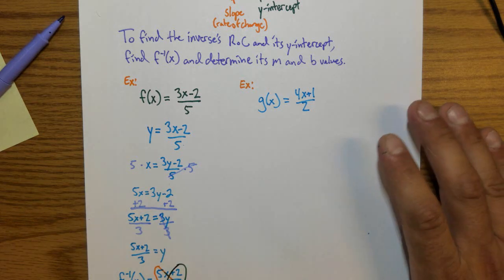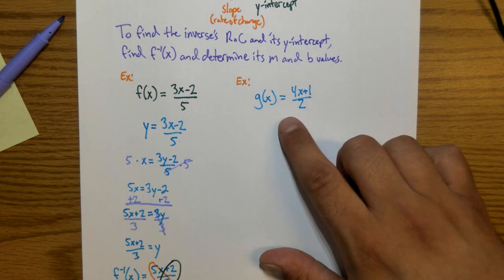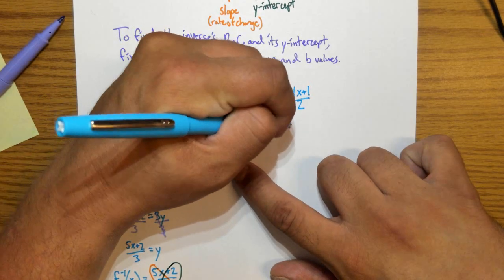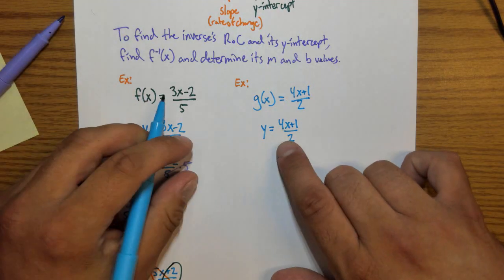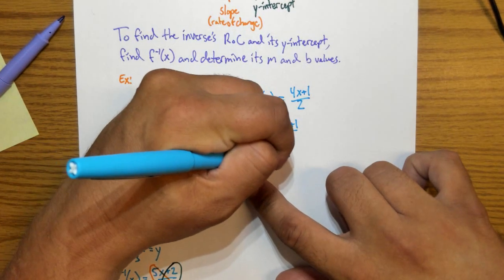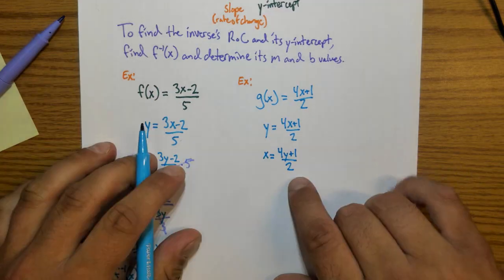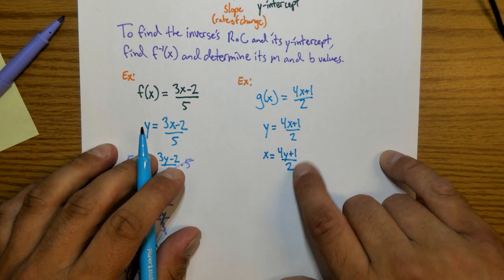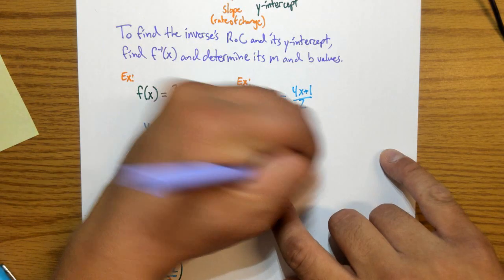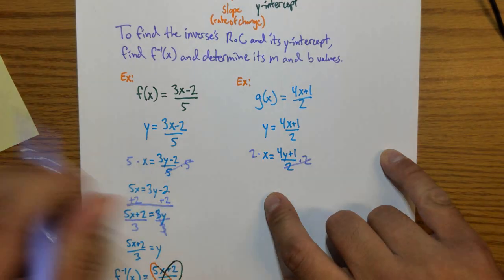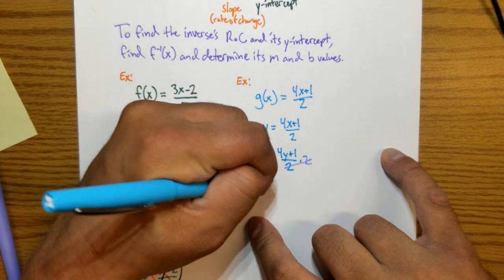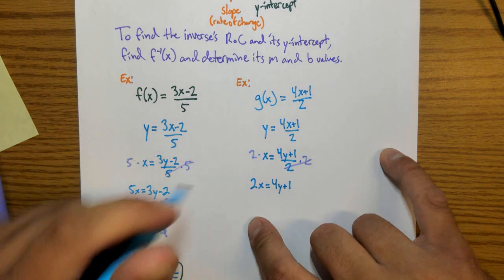So let's see here. Find the inverse. So y equals (4x plus 1) over 2, switch the variables, x equals (4y plus 1) over 2, and then solve. So again, we need to get rid of this fraction right away. So let's multiply both sides by 2. Since we're dividing both sides by 2, that will cancel. So we're going to have 2x is equal to 4y plus 1.